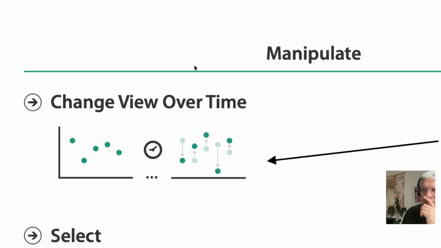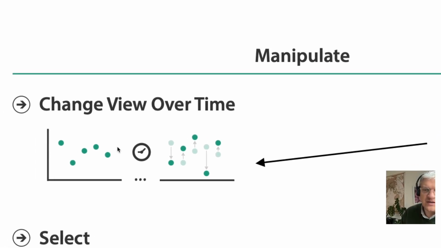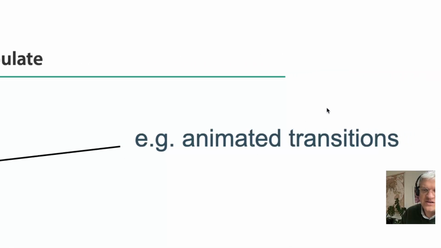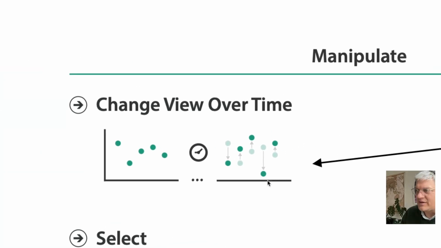But if you have a time point and then a different time point where the points are in a different location, it does make a lot of sense to have an animated transition between the two. So this point was here, it was over there, and then it moves down, so that you actually see how things are related to each other. If you show just the other picture, you cannot see which point corresponds to which one.